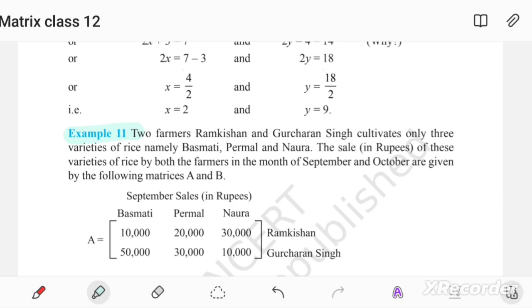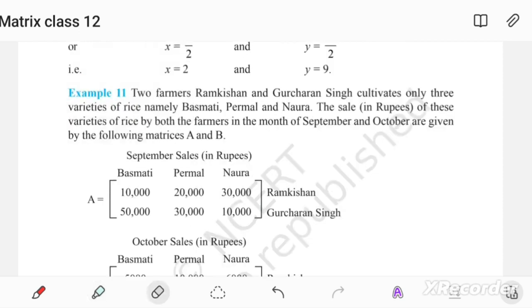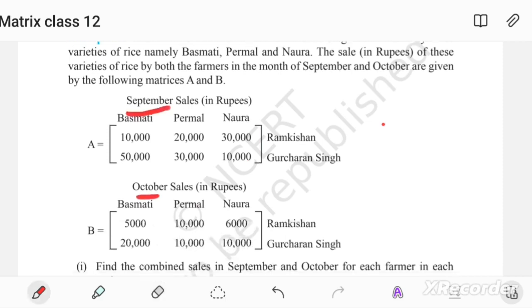Now next example, example number 11. This is a very beautiful example and a sort of application in real life. What we are given is that there are two farmers, Ramkishan and Guru Charan Singh. Both of them cultivate various varieties of rice. We are given three varieties: Basmati, Parmal and Nora. These are the three varieties. And we are given the sales in the month of September and the sales in the month of October.